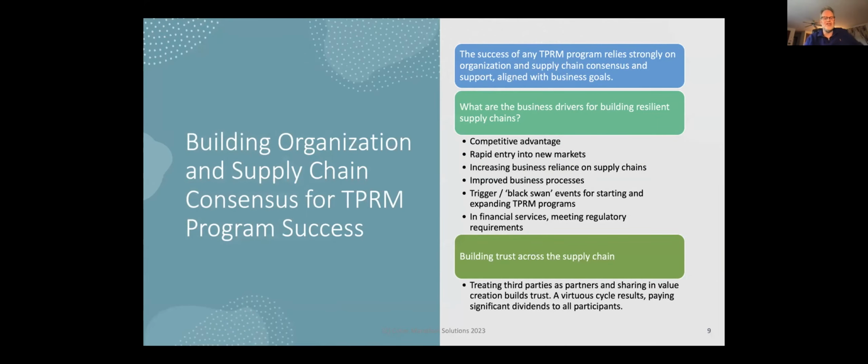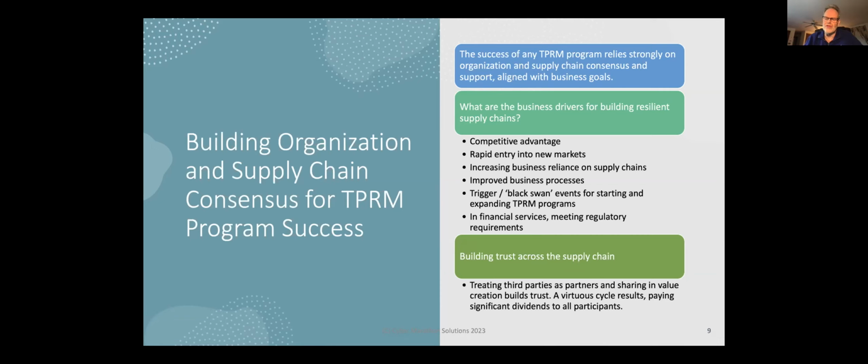So, building organization and supply chain consensus for third-party risk program success. There are a number of business drivers for why we need to build resilient supply chains. Among them are competitive advantage, the ability for a business to enter quickly into new markets, and improving the business's reliance on the supply chain, because more businesses are constantly outsourcing activities. So that's a key driver in what we're doing, and probably why many of you are here today.